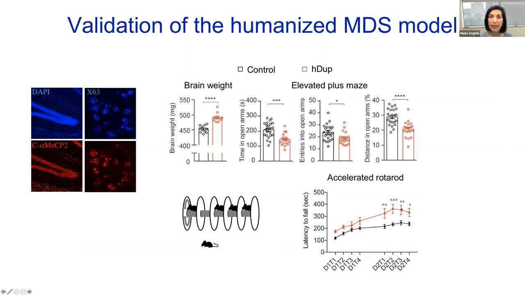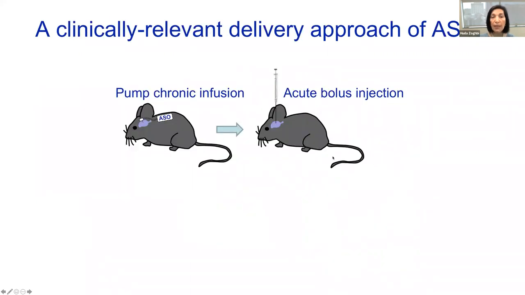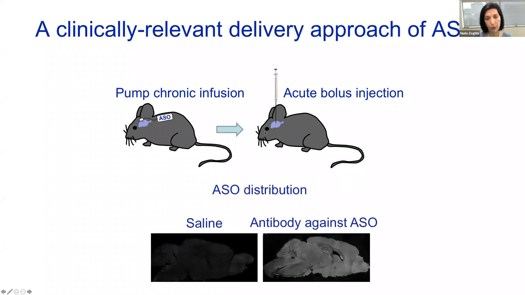So once we validated that the humanized mice really are a good model, we then wanted to use a new injection protocol that is more similar to what will be used in the clinic. In our original study, we used a pump where there was continuous infusion of the ASO. That's the paper published in 2015. But now for the proof of concept work, we need a one-time injection, and we need to put it in the spinal fluid space in the ventricle and see, does it get to all parts of the brain? How good is the distribution?